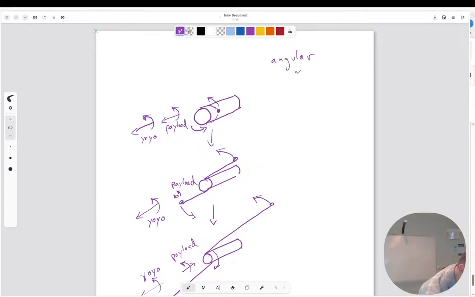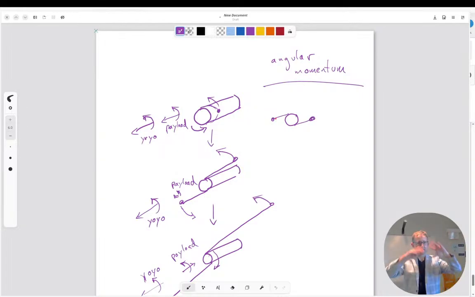Or we use our new friend, angular momentum. Is there any torque on the combination of the yo-yos and our payload? Well, I think so. So we say, what forces are acting on the system as a whole?